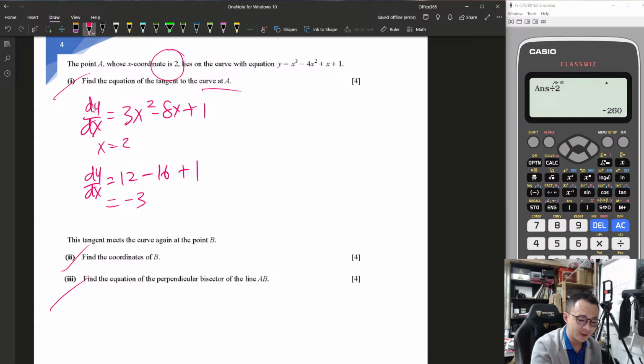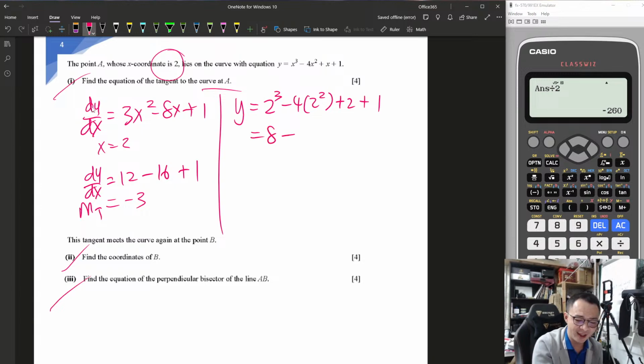So then, I know this one is the gradient of the tangent. dy/dx after I sub the x coordinate in is the gradient of the tangent. So I just need the whole coordinate. y equals 2 cubed minus 4 times 2 squared plus 2 plus 1, so this is 8 minus 16 plus 3, so this is negative 5. Therefore, the coordinate for A supposedly is (2, negative 5), if I didn't make a careless mistake.